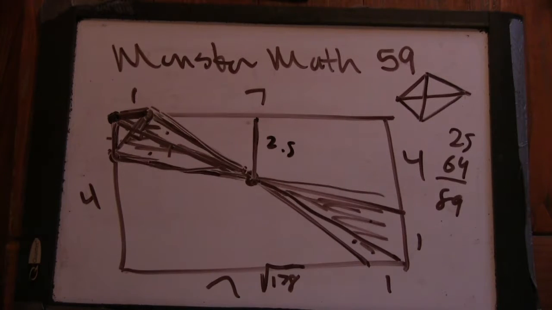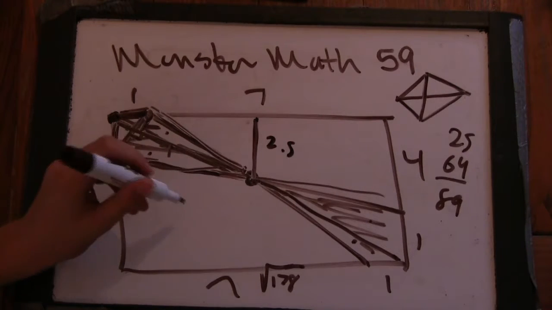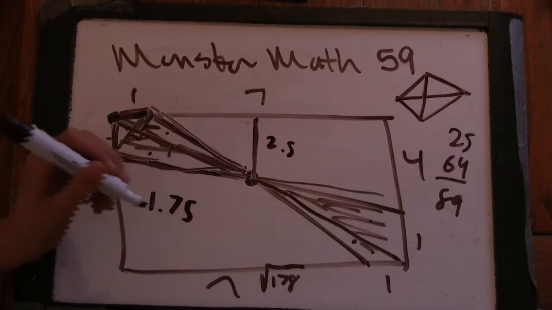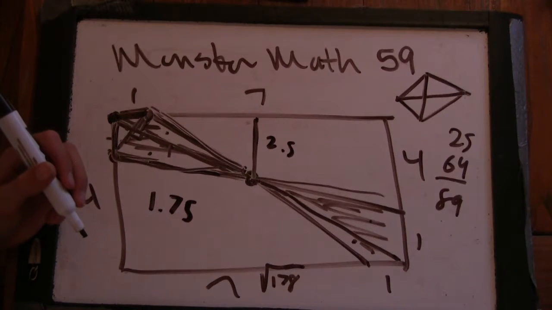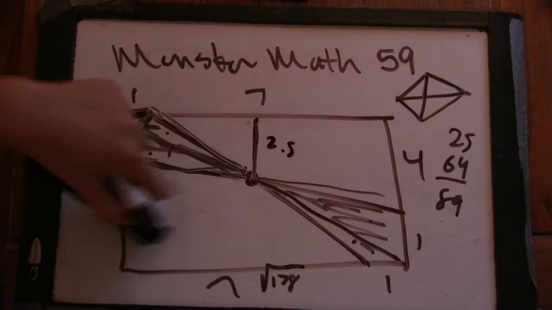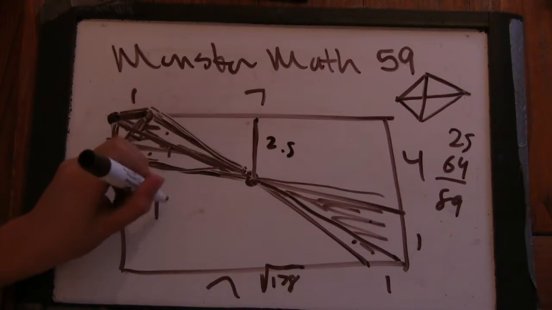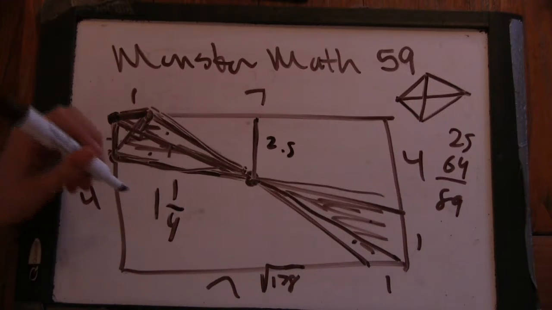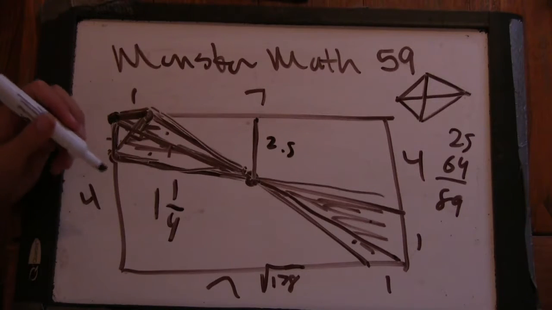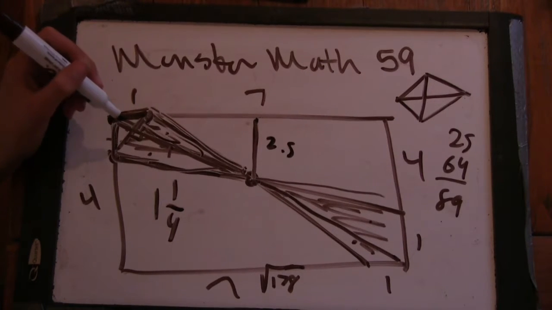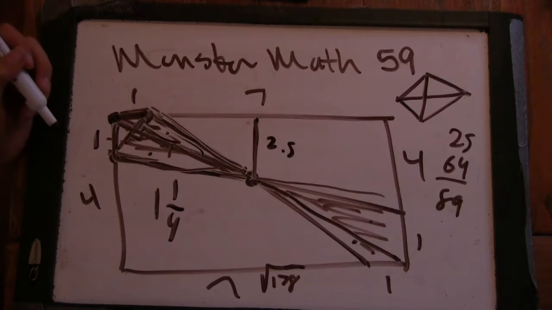Since the area is 1.75. Okay, since the choices are all fractions, you might want to do this. It's 1/4. Okay. That is the area of this one. And this is 1.